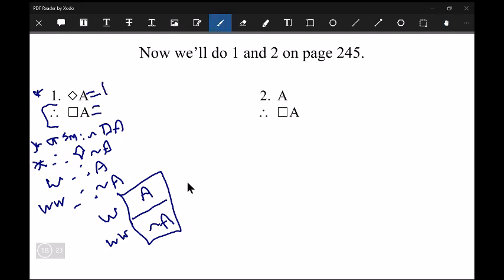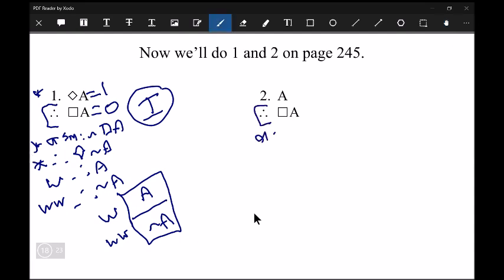Necessary means it's true in all worlds. Is it true in all worlds? No. So you have true premises and a false conclusion. Therefore, invalid. Okay, this is another one. A very simple one. A is true. Therefore, A is necessary. Not very good reasoning.